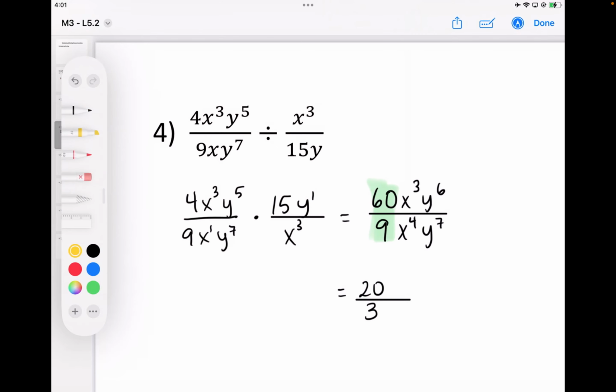Then I look at the x's and I simplify those. There are more x's being multiplied together in the denominator by 1. So there's going to be an x to the first on the denominator. And then same thing with the y's. There's one more y than we have on the top. So it's just y to the first on the denominator. And I just want to write it so it looks a little bit more centered. But that's our answer, 20 over 3xy.